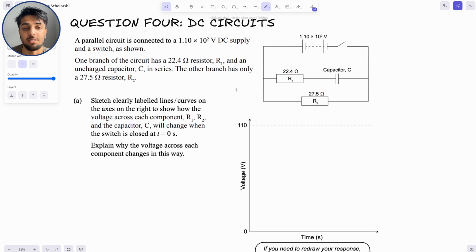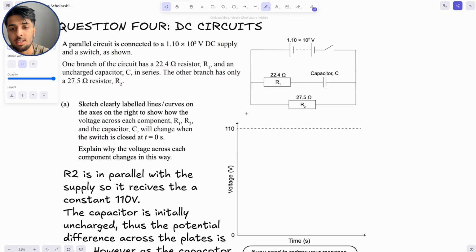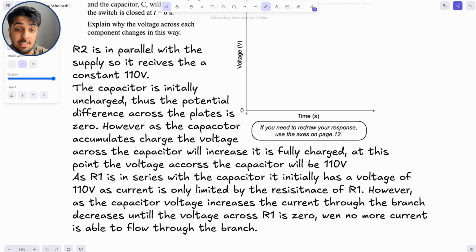And so let's write that in. As R2 is in parallel with the supply, it receives a constant 110 volts, so it's unaffected by the capacitor gaining charge. However, as the capacitor is initially uncharged, the potential difference between the two plates is 0, thus the voltage will be 0. However, as the capacitor accumulates charge, the voltage across the capacitor will increase until it is fully charged. At this point, the voltage across the capacitor will be 110 volts.